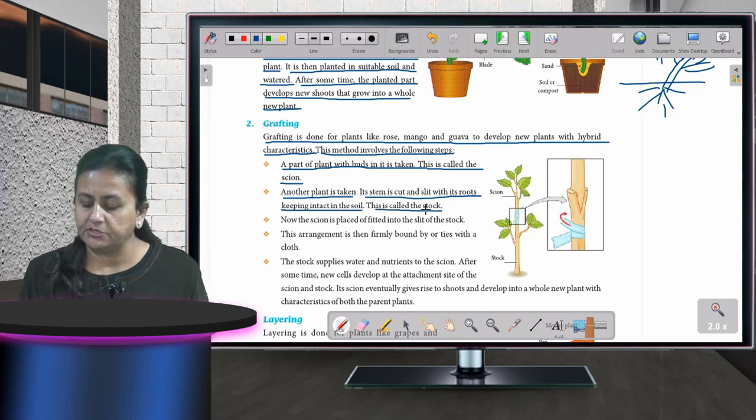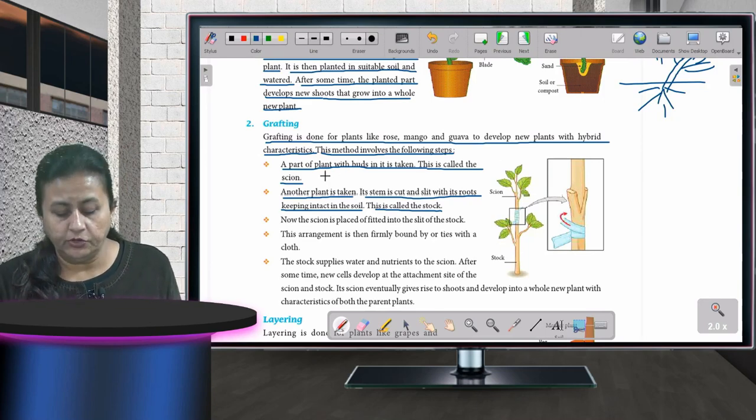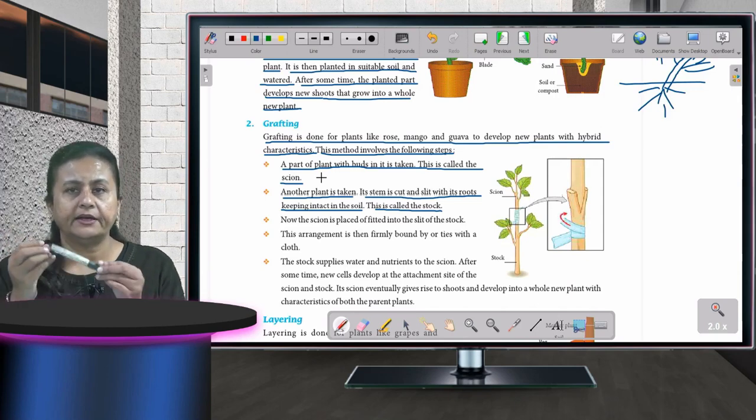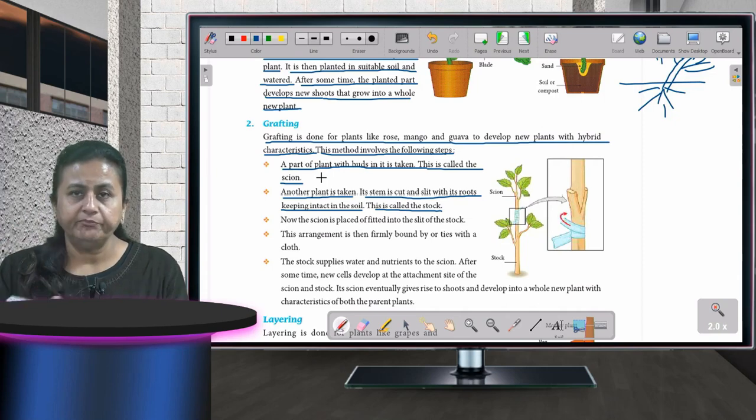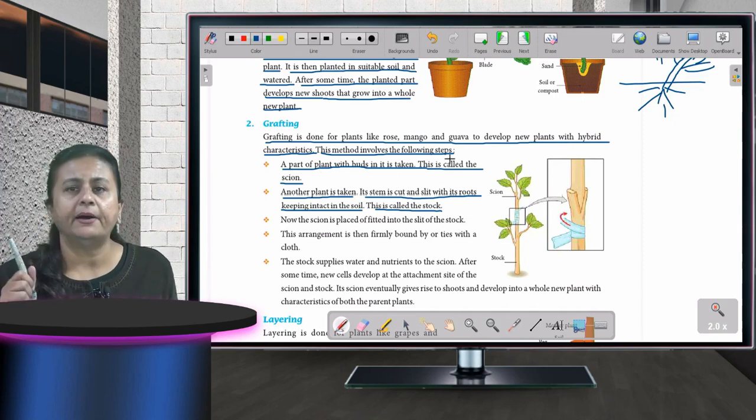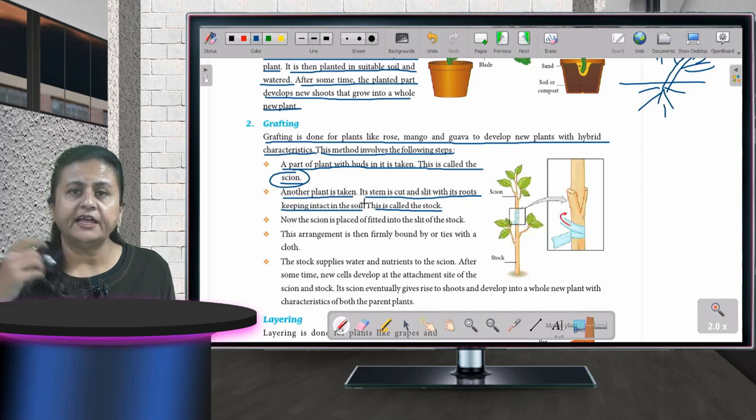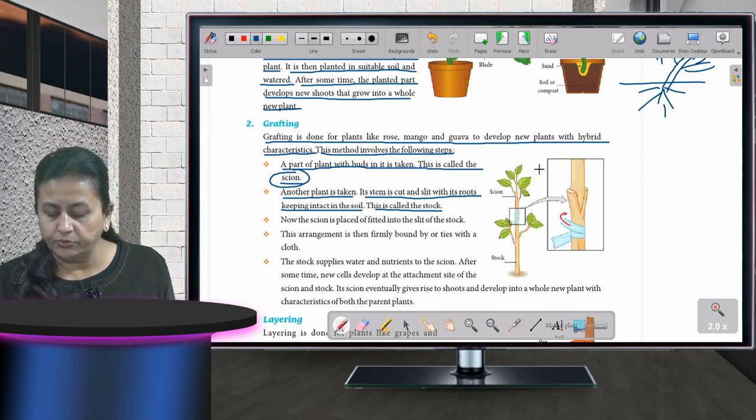Now what happens? What do you do? You will take a part of a plant which has got a bud. एक part आप लोगे plant का जिसके अंदर bud होगी. Bud means कली होगी. ठीक है? You will take that, and this part which has a bud is called scion. Now another plant is taken. After that you will take another plant also. Its stem is cut and slit. अब क्या करा हमने?